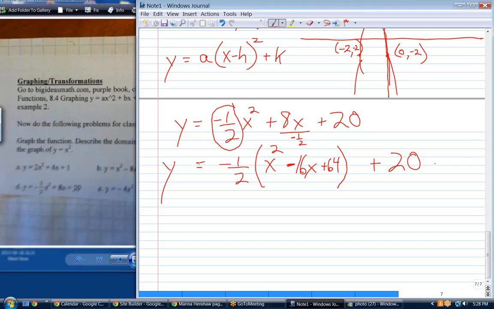Now what do I have to balance it out with? Because I just wrote in a plus 64 there. Subtract 64 times 16. 64 times minus 1/2, I mean 1/2, which is 32.